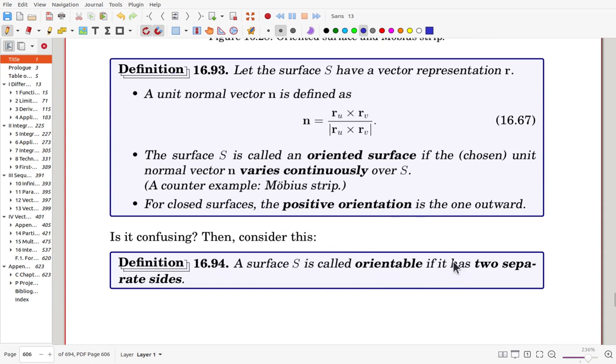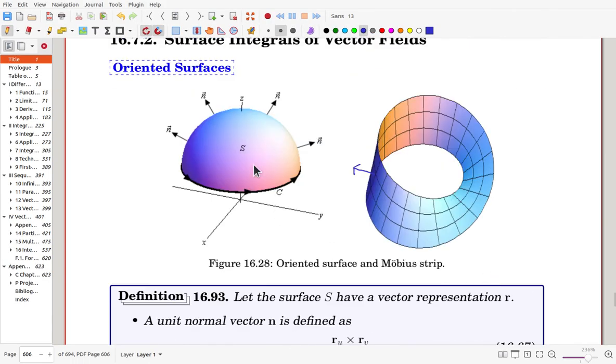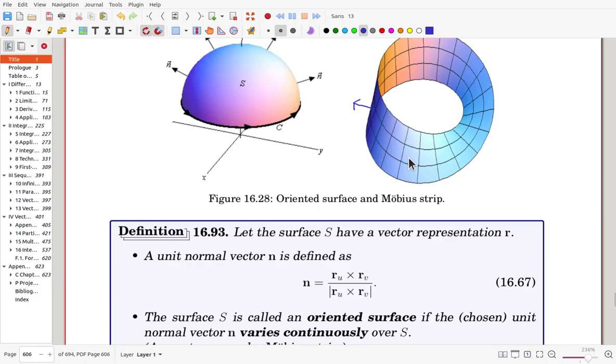And when you try to see if it is an oriented surface, you may think of this. A surface S is called orientable if it has two separate sides. For this one, it has one side outside and another inside, but for that one, it's out, but go in and again turn around, it becomes out. So there are no two sides. The sides are connected to each other, so it is not orientable.